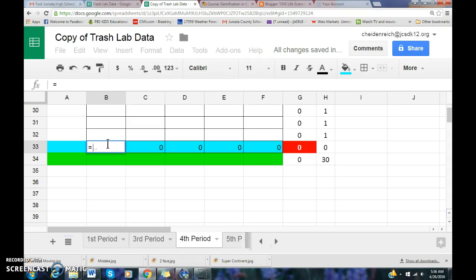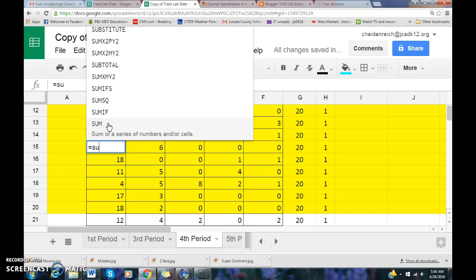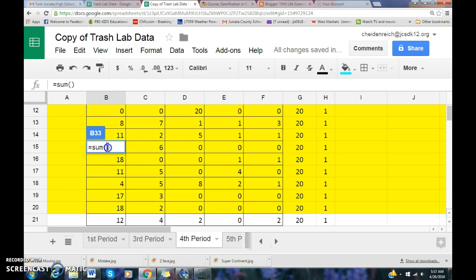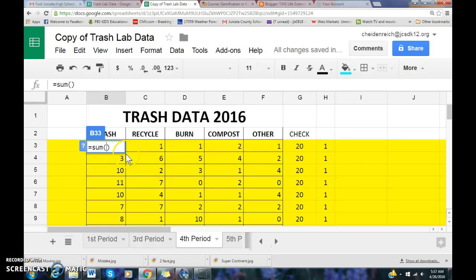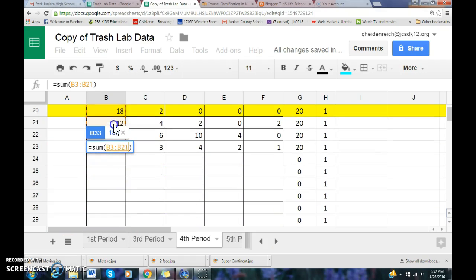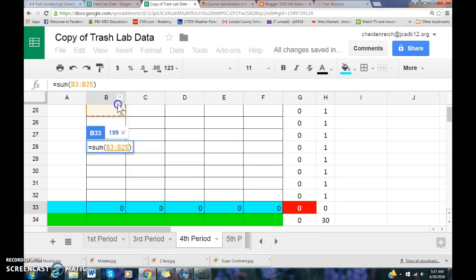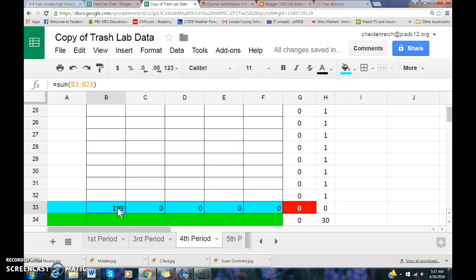And we want to add up the total of everybody's data way up here. So we want sum, which means to add. And then we want some parentheses. And inside the parentheses, we're going to tell it what to add. So we're going to get our data and drag it down from B3 to wherever the bottom is, which I can't see because it's covering itself up. B23 for this particular class. And then I hit enter, and it will have given me the total for the class.